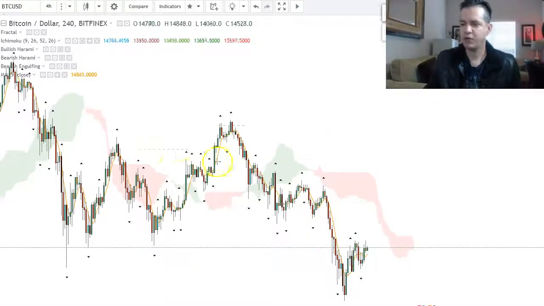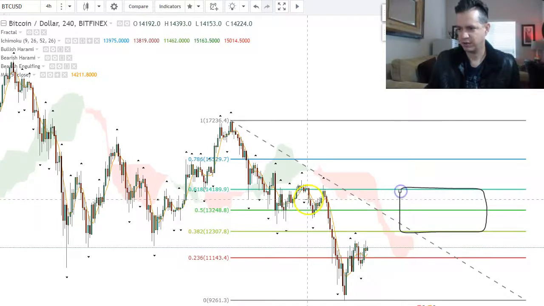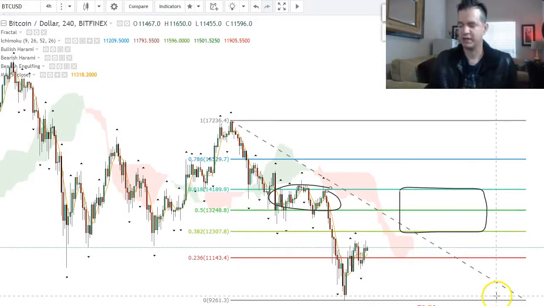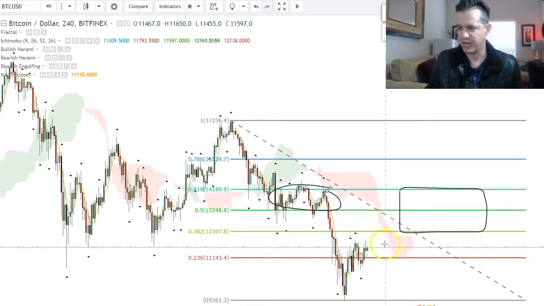Or if we go back to the 50% original pullback and bring this one over, it gives us a little more room for Bitcoin to pull back into these areas, right into this resistance area here, before doing another drop, if it's going to continue in this downtrend. That's just something we have to wait and see.